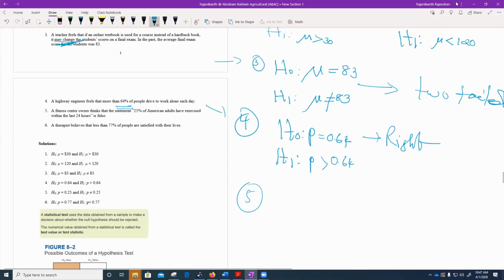Okay, again it is going to be proportion because they are talking about the number of people in America. Okay, are they talking about less or greater or not equal? Not equal. They don't talk about less or greater. That means they're talking about unequal. So it's going to be 0.25.